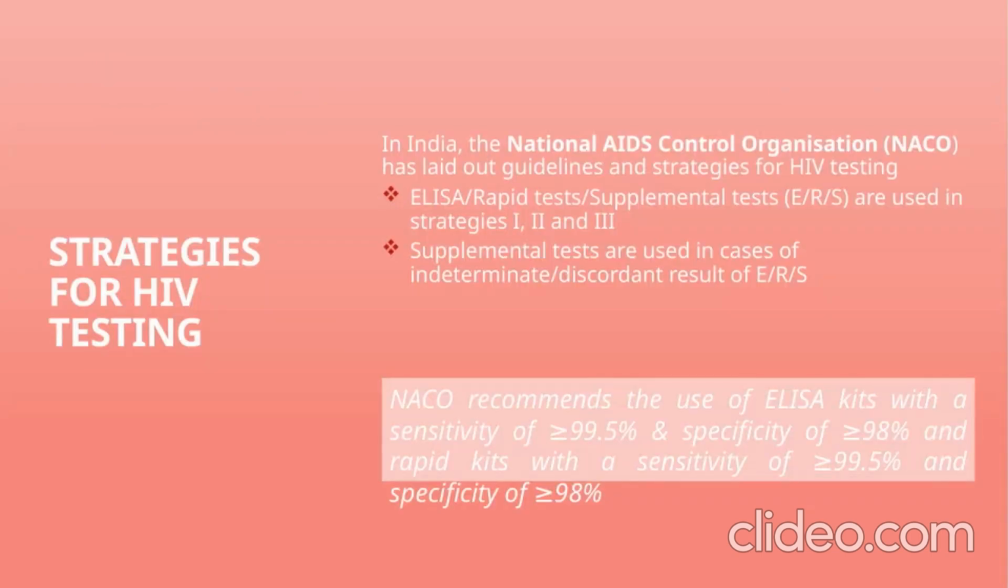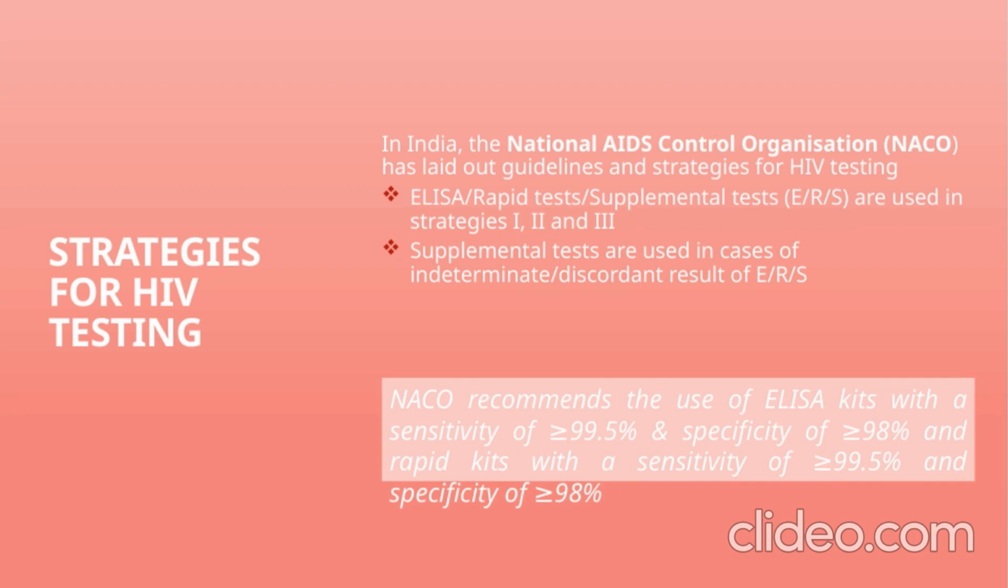NACO recommends the use of ELISA kits that have a sensitivity of at least 99.5% and a specificity of at least 98%. Similarly, for rapid tests, the guidelines specify a sensitivity of at least 99.5% and a specificity of at least 98%. These high sensitivity and specificity levels are crucial because they ensure that the tests accurately identify those who are truly infected and minimize false results.